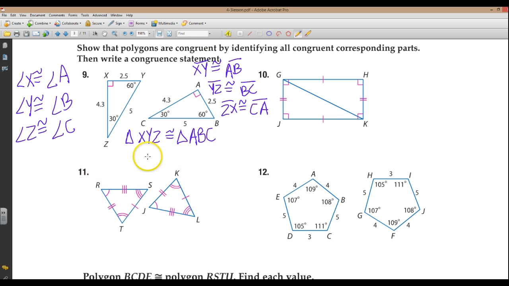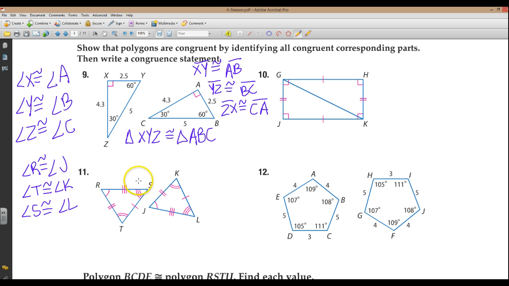Likewise for number 11. So the markings here are the same, here are the same, and there are the same. So angle R is congruent to angle J, angle T is congruent to angle K, and angle S is congruent to angle L.